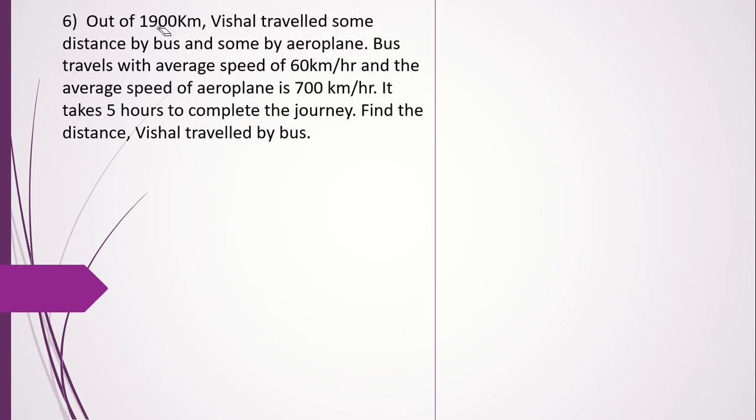Out of 1900 kilometers, Vishal traveled some distance by bus, some by aeroplane. The bus travels with an average speed of 60 kilometers per hour, and the average speed of the aeroplane is 700 kilometers per hour. It takes 5 hours to complete the journey. Find the distance Vishal traveled by bus.